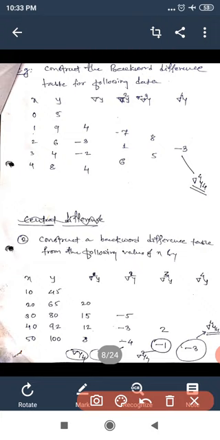Next example, construct the backward difference table from the following values of x and y. Here values of x are given 10, 20, 30, 40, 50 and values of y are 45, 65, 80, 92, 100. So the first difference, del of y. Del of y is what? 65 minus 45 which is 20. 80 minus 65, 15. 92 minus 80, 12. 100 minus 92 which is 8, which is the first difference.